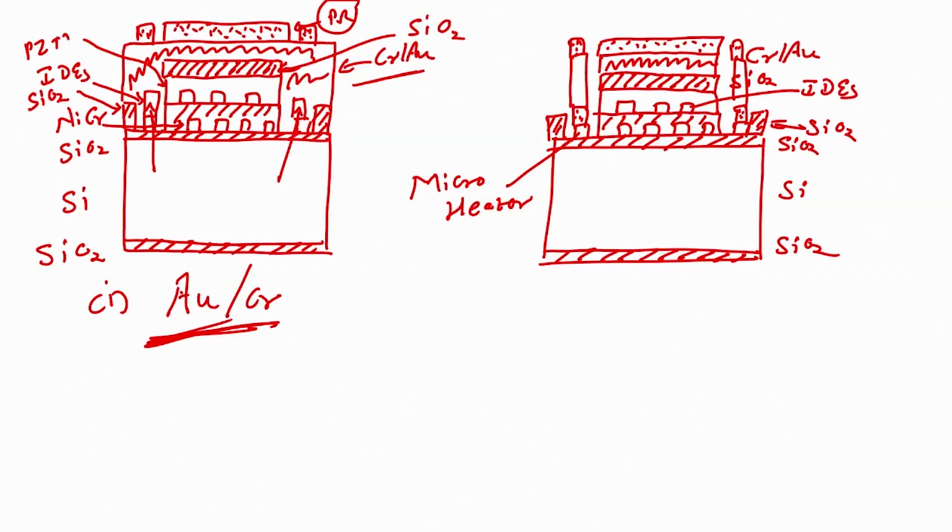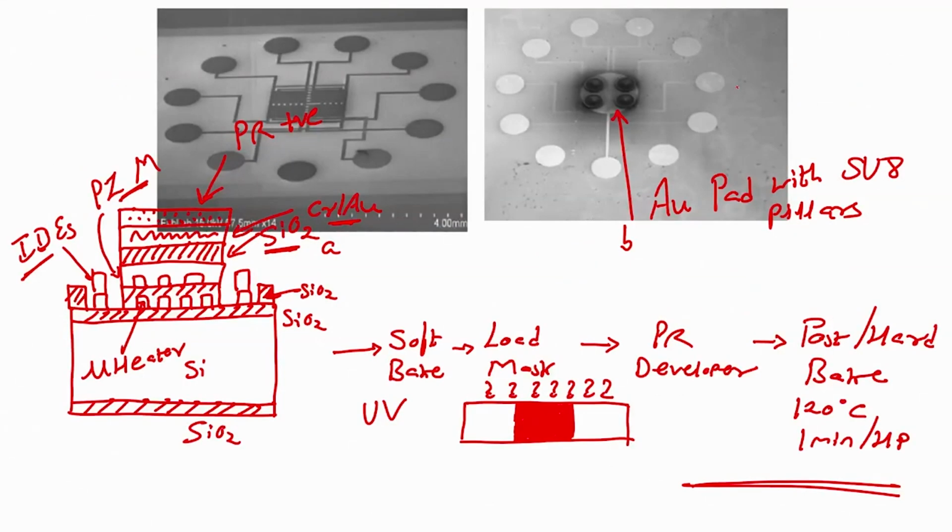The next step is that you have to strip the photoresist by dipping the wafer in acetone. We all know, by dipping the wafer in acetone. If you do that, what will happen? The photoresist will get stripped, and you will have a chip with a gold pad on interdigitated electrodes. So, what will we have? We will have this particular chip, but without SU8 pillars, okay.